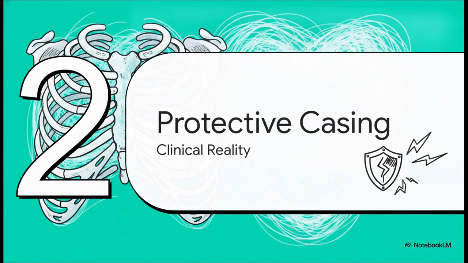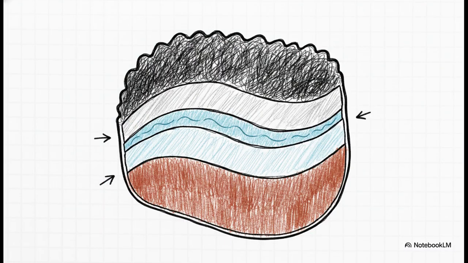Moving right along to Section 2, the protective casing and clinical reality. As we move inward from those boundaries, we hit the protective casing of the heart. The heart is completely enclosed in a double-layered fibrous sac called the pericardium. Let's break those layers down.